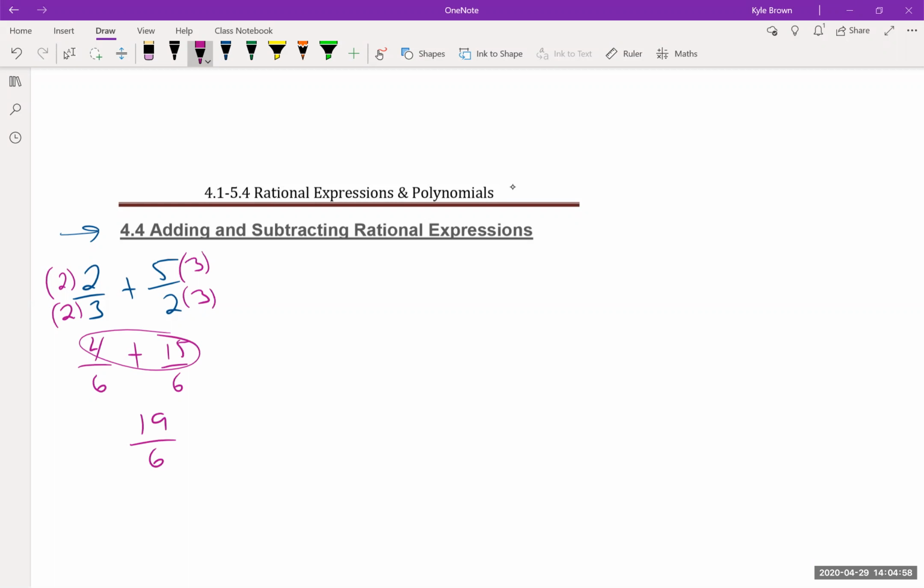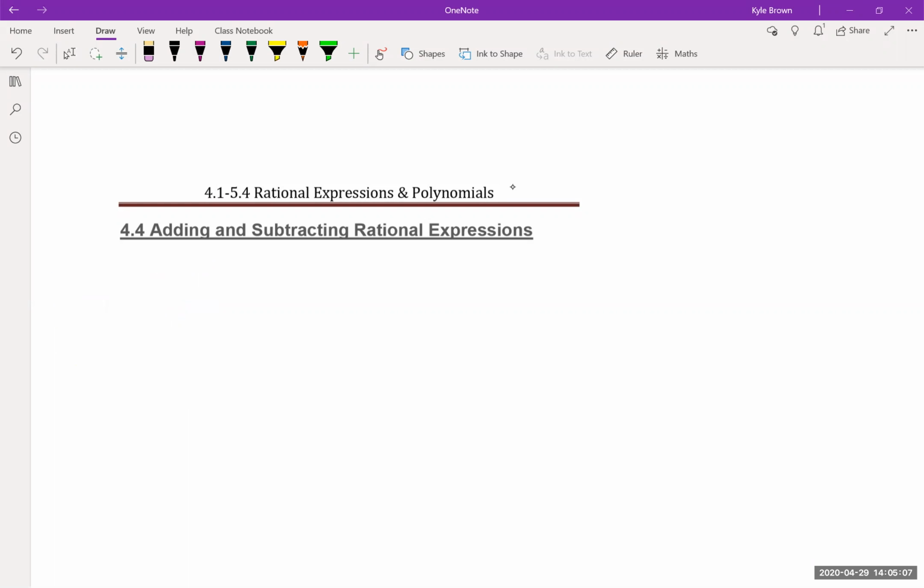So now we're going to do that same thing, but with polynomials or with algebraic expressions. So let's give you an example. Let's say we had one like this. We'll call this number 1. We'll say 2 over 5x squared plus 3 over 10x. And we have to add those things.